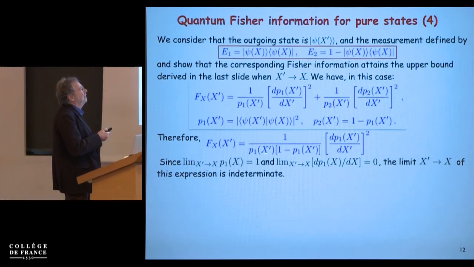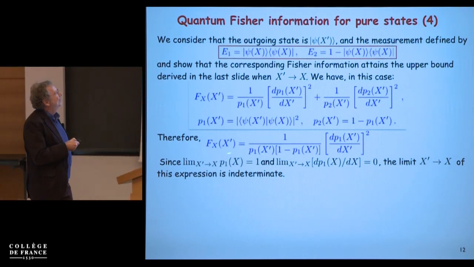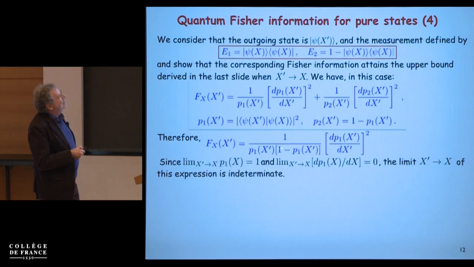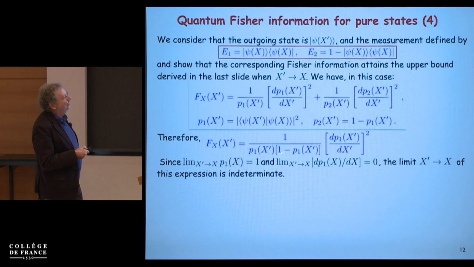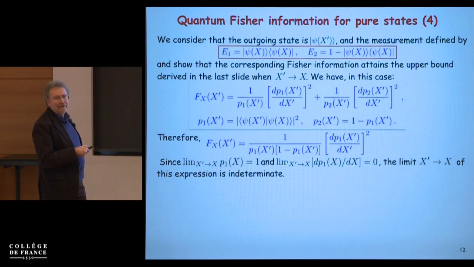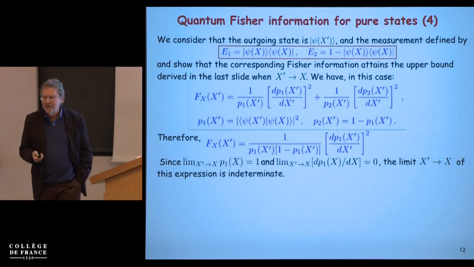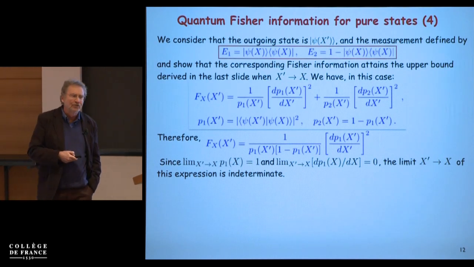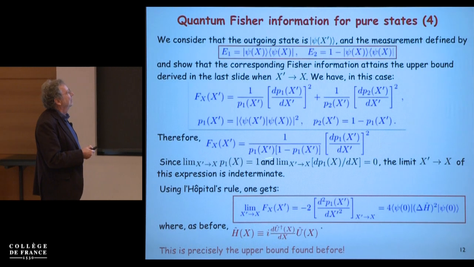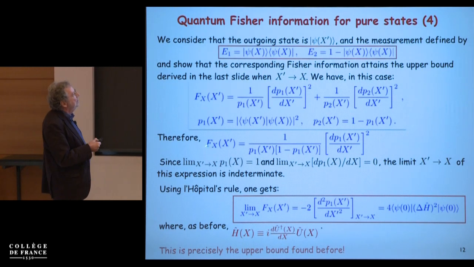Now comes the technical part. If I set x prime going to x, you see that this goes to 0. The denominator goes to 0. And furthermore, this limit here also goes to 0. Okay? So we have an indeterminate expression here, 0 over 0. And therefore, we must use the trick which is due to a Frenchman, L'Hôpital's rule. Okay? And if you do that, we find that this limit when x prime goes to x is given by this expression.